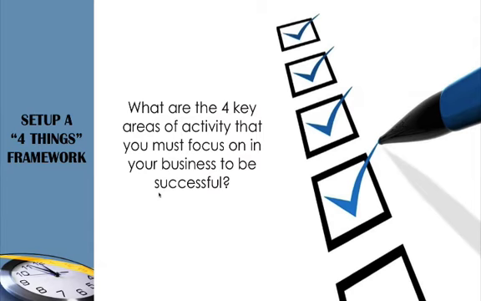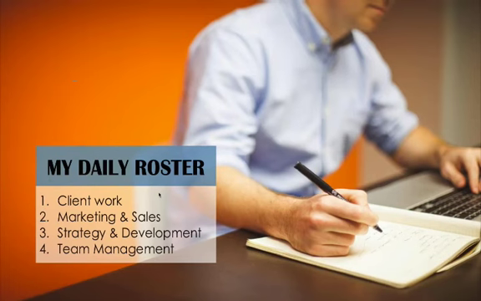Now, why 4? 3 didn't seem like enough. 5 seemed to be too many when I got there. But I've pruned it back to 4 things that really matter for me. Now, I'm happy to let you have 5 things if you really want, but I think the tighter you keep it, the better. So my 4 things, these are the 4 things that are really important for me.